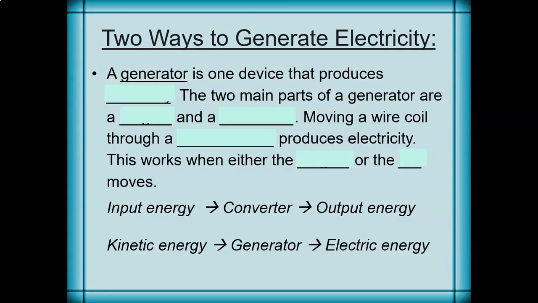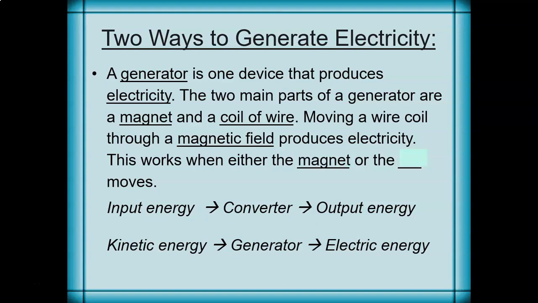Now, a generator is really just a device that produces electricity. The two main parts are the magnet and the coil of wire. Right? Moving a wire coil through a magnetic field produces the electricity. This works whether it's the magnet or the coil that actually moves. It doesn't matter which one is moving. Right? So you've got your kinetic store of energy caused by the motion between the two, and the output is the electric current.